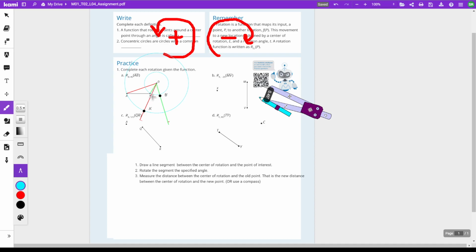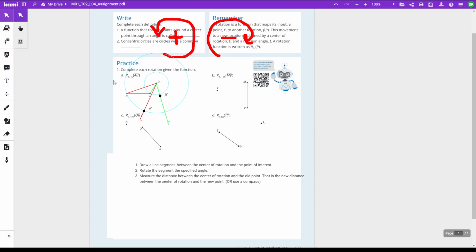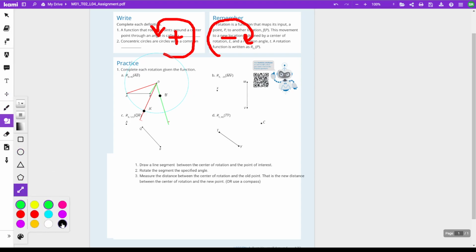BD was rotated in order to get B prime, right? But that's basically it. We've found A prime, we found B prime after it's been rotated about D 45 degrees. All that's left is to connect the points, and you've got what essentially amounts to your answer.